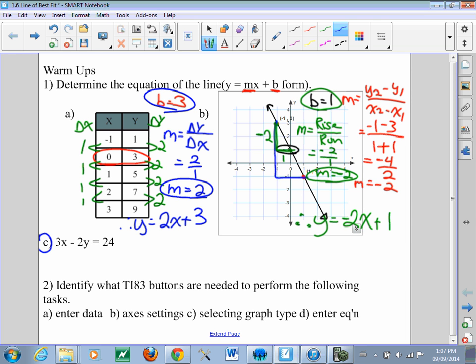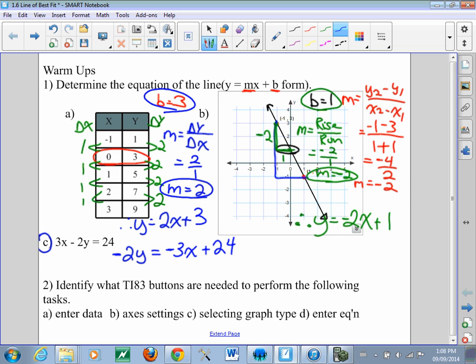Taking a look at part C, folks, we know it's a linear relation because there are no visible exponents. However, we want to get it in the form y equals mx plus b. So let's get that y term, or the term that has the y in it, by itself. So I'm going to leave the -2y on the left side. And I'm going to move the 3x over to the right side, and it's going to become -3x plus 24.